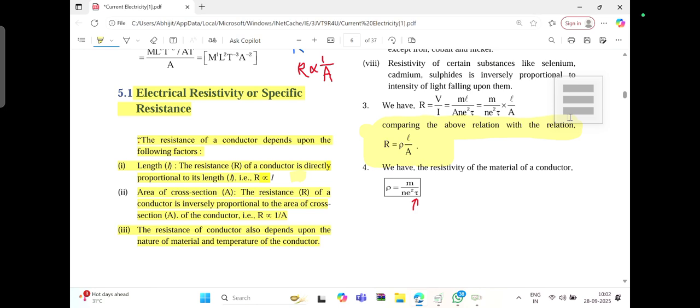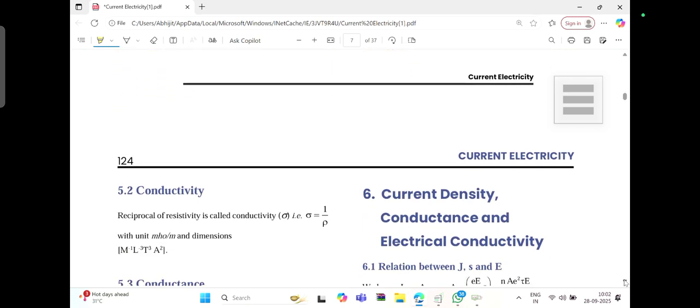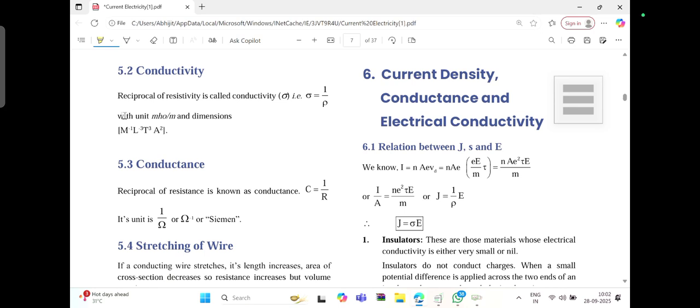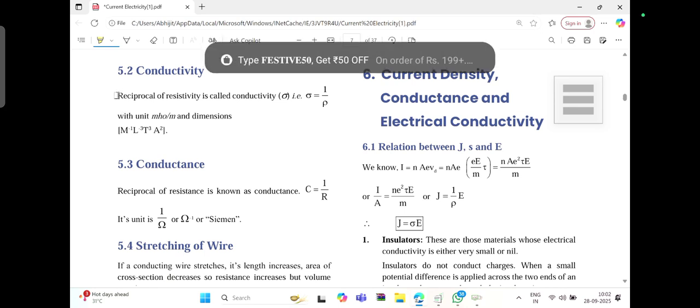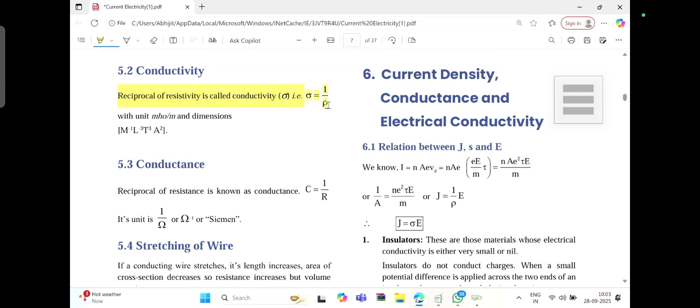Okay, so next, that is conductivity. What is conductivity? I have already discussed it. The reciprocal of resistivity is called conductivity. Sigma is equals to 1 by rho, with unit of mho per meter. That is called conductivity.